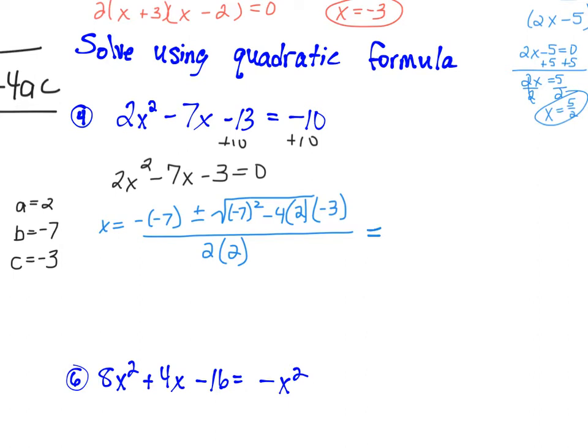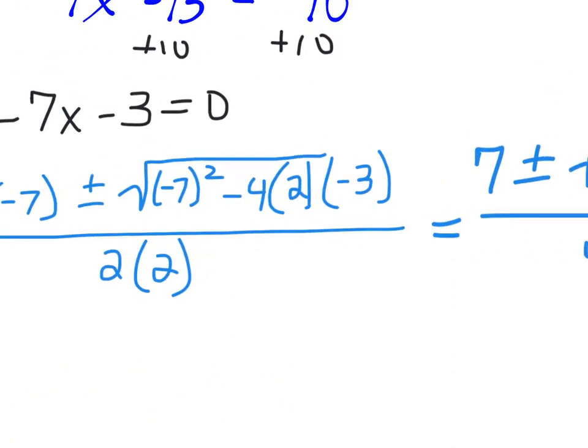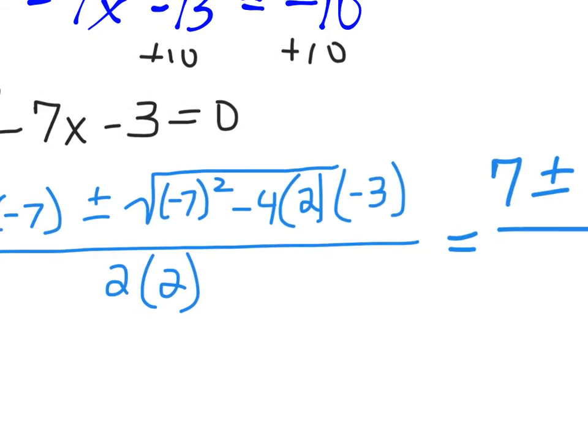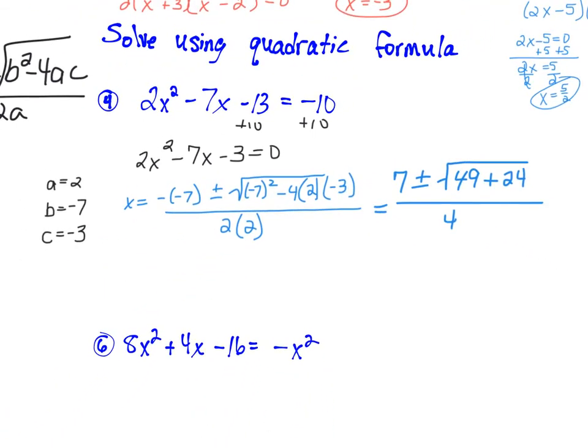Negative 7 is what? 7. Plus or minus, well, what is negative 7 squared? 49. Minus, what is negative 4 times 2? Negative 8. And then negative 8 times negative 3. That's going to give me positive 24. Good. All over, 2 times 2 is? 4. Questions? Guys, notice if you have 2 negatives right here, it's going to make a what? Positive. So just pay attention to that.